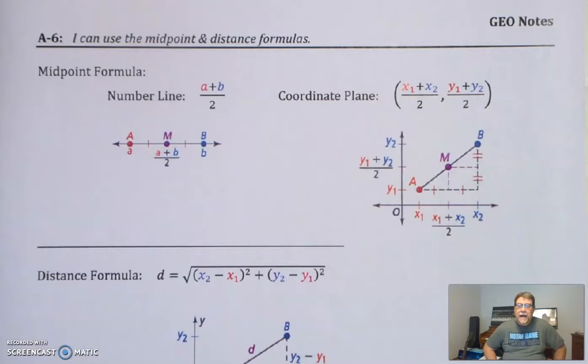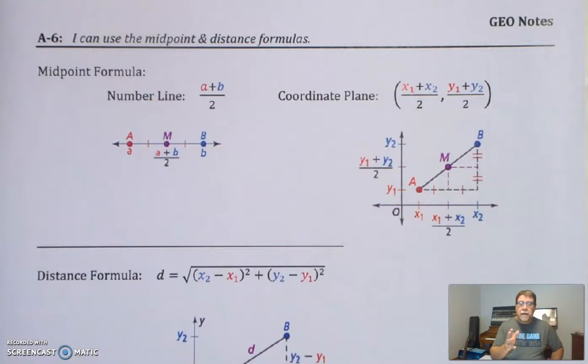Hi, let's take a look at section A-6, where we're going to be using two formulas. You're going to want to make note of these, put these in your notes. The midpoint formula and the distance formula. Basically, there are three formulas, because there are two formulas for the midpoint formula.